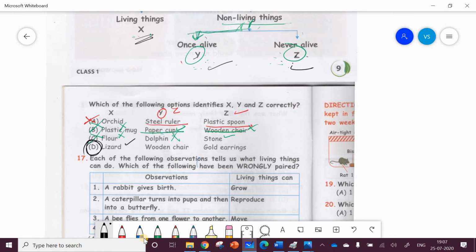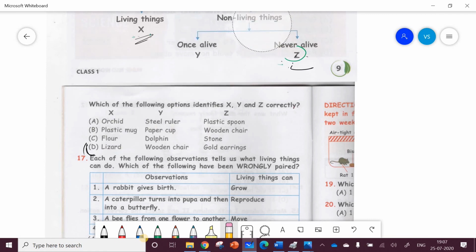Interesting question. Please rub the whiteboard. Okay. Thank you, Avnish, for helping me in the class. I really appreciate it.